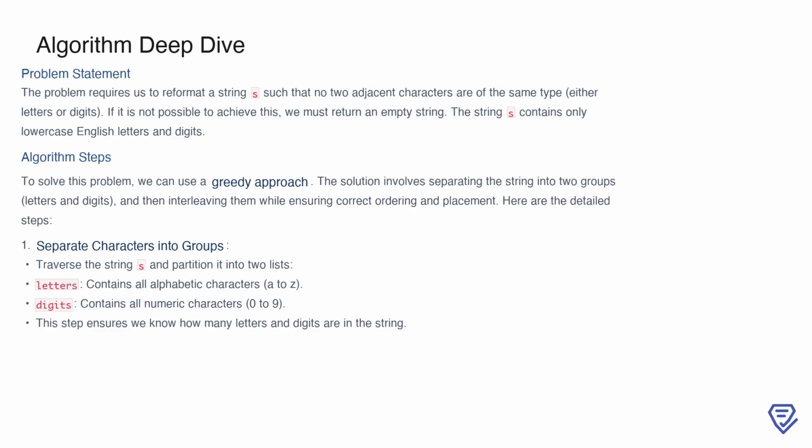The first step is to divide the string into two groups, letters and digits. By traversing the string, we can build two separate lists, one for alphabetic characters and one for numeric characters. This separation allows us to work with the two groups independently, simplifying the process of interleaving them later.